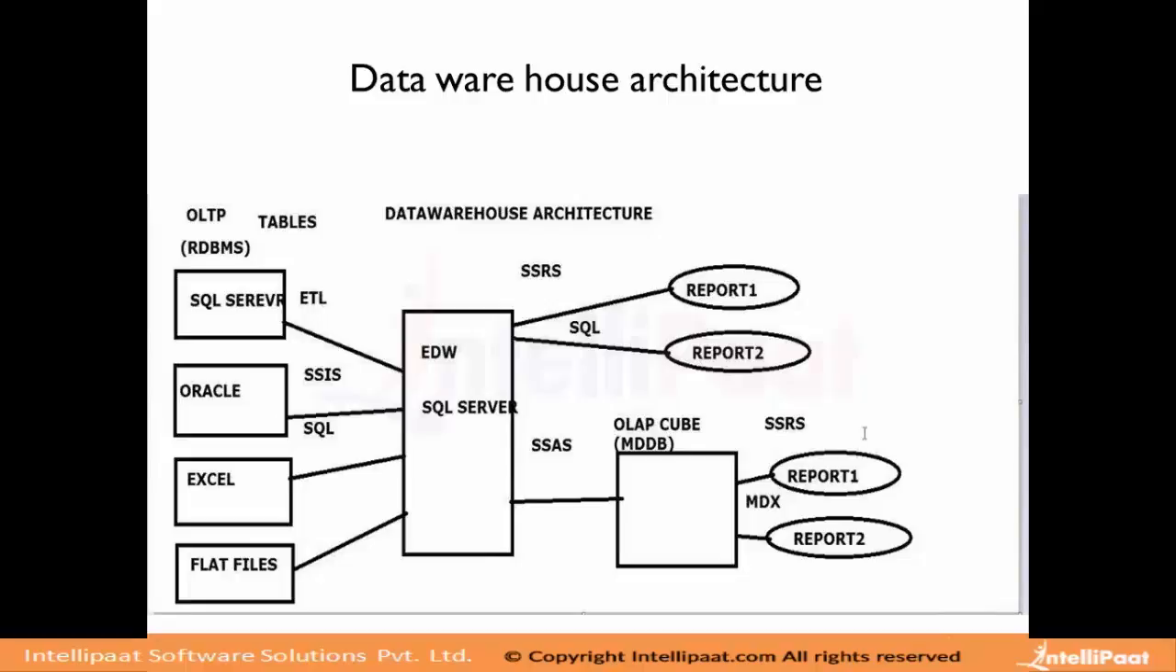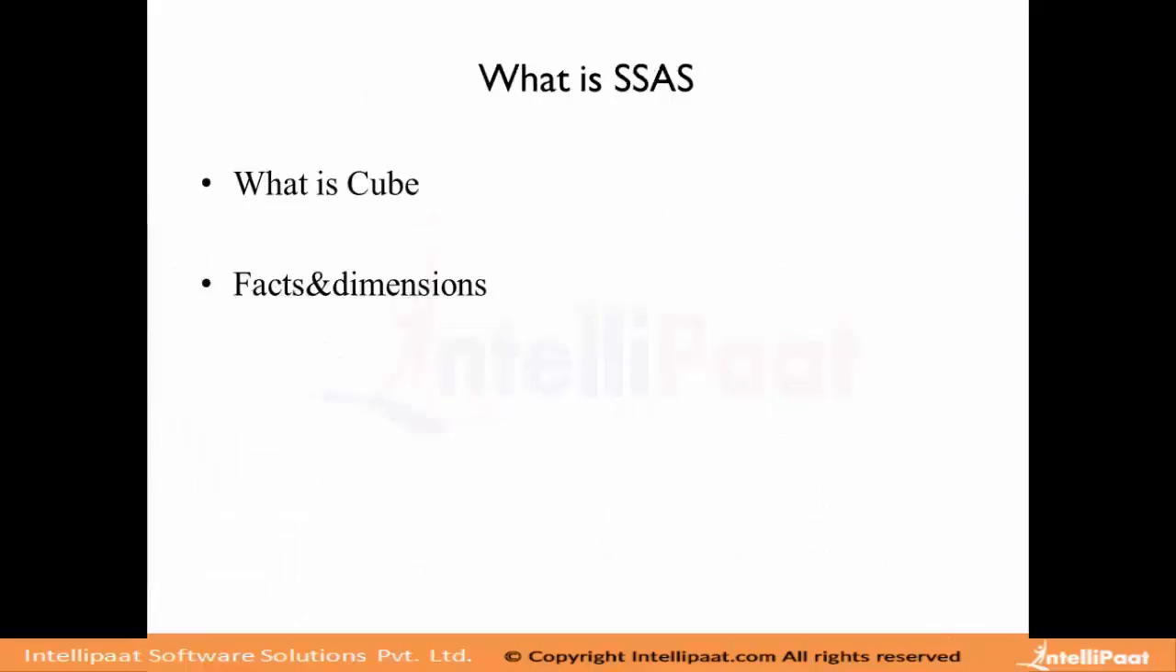Now here we can actually use this module, SSAS, in the data warehouse. With the help of SSIS, we extract the data from multiple sources into one destination, and after that we use SSAS to create the cubes. Then you can use SSRS to implement the reports. First of all, I just told you what a cube is, what facts are, and what dimensions are.